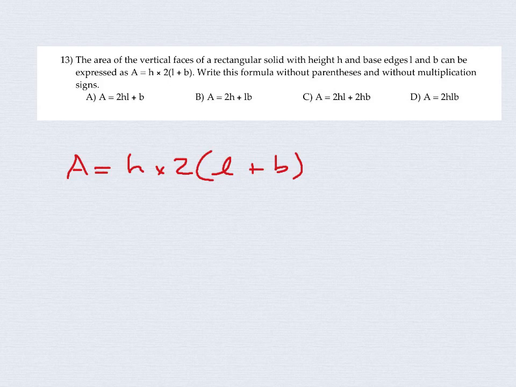Now it says write this formula without parentheses and without a multiplication sign. So this little X sign here could often be confused as an x and not multiply, so that's not a good idea.